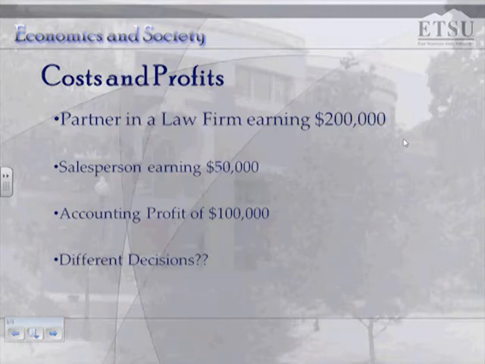So think about that, and think about how these implicit costs that you face affect your decisions in your own life. Chapter 6 will conclude in the next presentation.